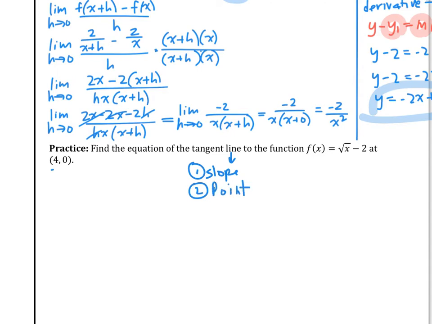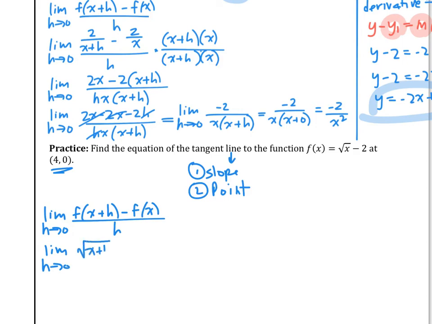Do we have a point? Yep, at (4, 0). Do we have the slope at that point? Not yet, but we can. We can find the slope at that point by using derivative. So limit as h goes to 0 of f of x plus h minus f of x over h. Limit as h goes to 0 of square root of x plus h minus 2, because this is the function, I'm just substituting x plus h for every x, minus, make sure you put parentheses around it, square root x minus 2 all over h.